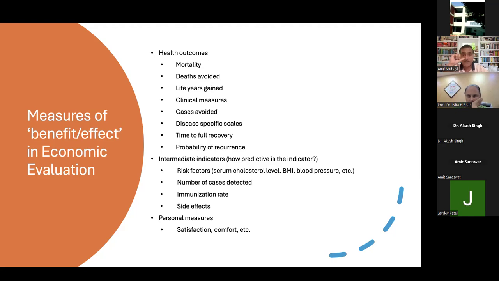Okay, side effects, immunization rate, whether it is comfortable. Sometimes some drugs are given through injections. Those are very uncomfortable. Some are with a pill. You just take the pill. So it is better to take a pill versus injections, for example. So that is a comfort level. That also goes in the effect or the outcomes of the drug. Okay, so this all goes in the numerator of the value.